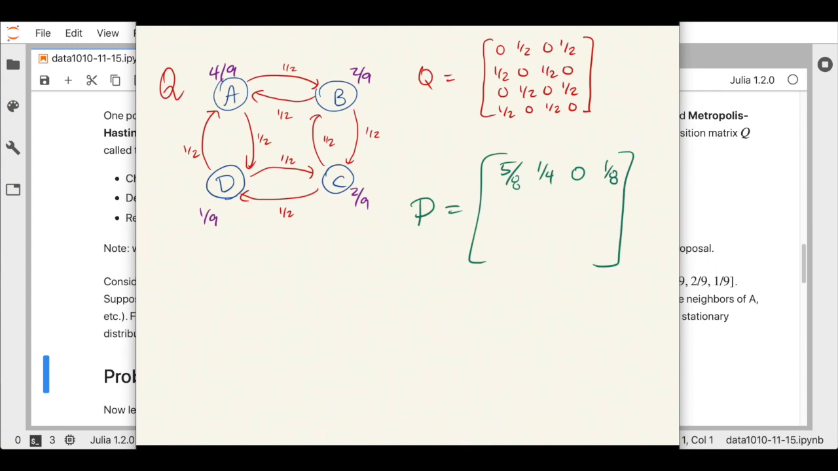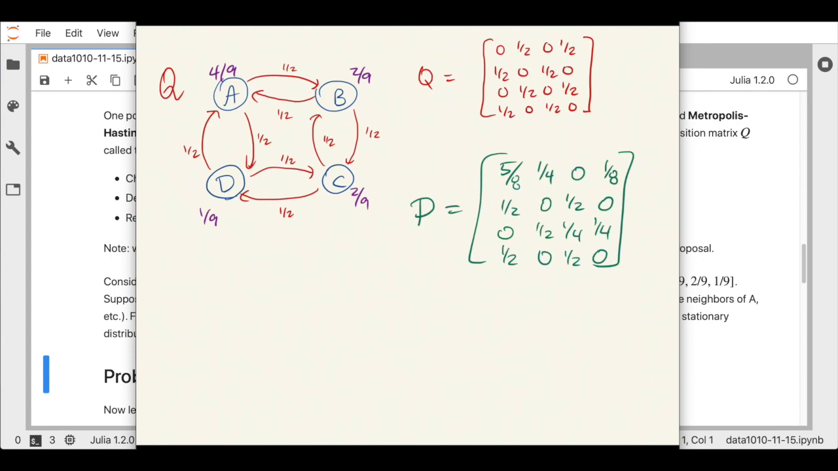And notice that for B, we always accept the proposal, since the two possible proposed states have a desired probability mass that's greater than or equal to the value at state B. Therefore, this row is just the same as Q. Continuing in this way, we can compute the rest of the entries, and they look like this. So notice we did get a different transition matrix this time, but that's no big deal.